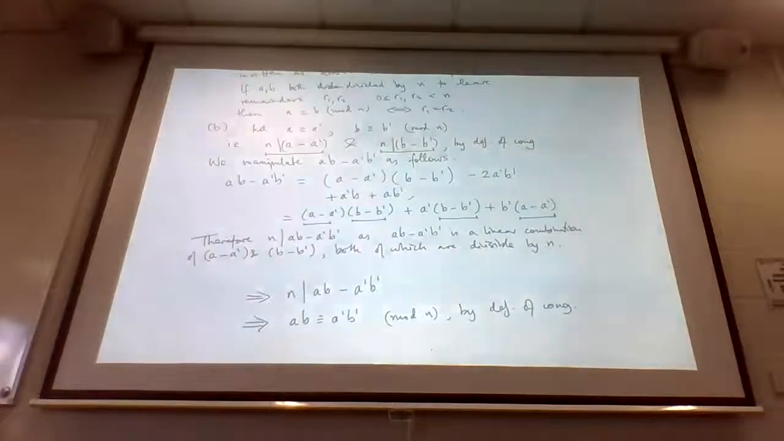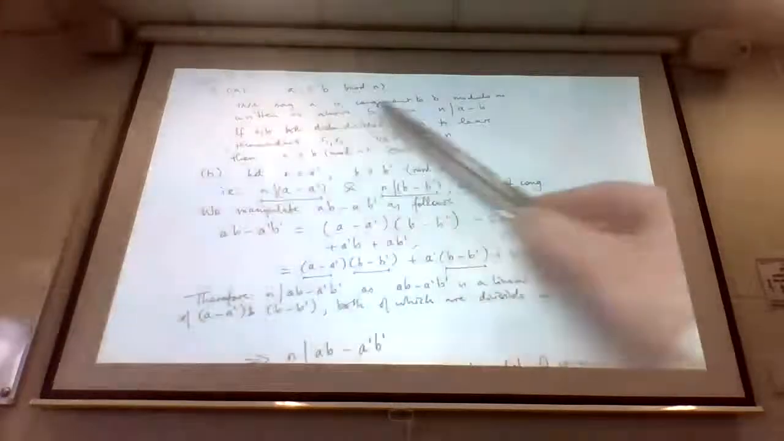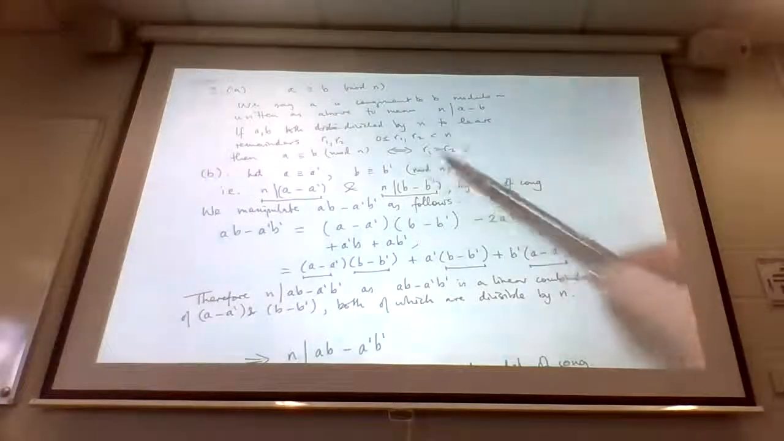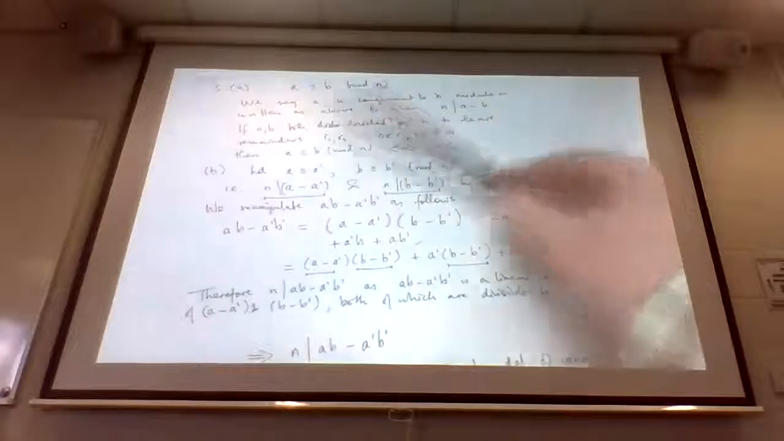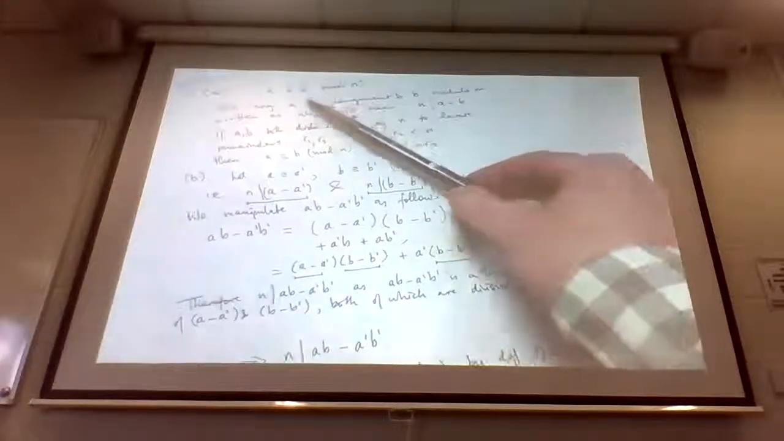Just make sure you put in a justification. So you're using the equal remainders idea for the definition of congruent, because you're going from the statement, well, kind of, yeah.